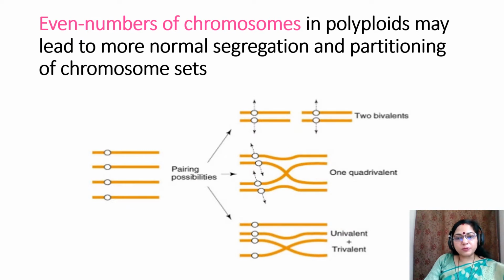An even number of chromosomes in a polyploid may lead to normal segregation and partitioning of the chromosome set. For example, here you can see a 4-chromosome set, or tetraploid, and we can get 2 bivalents. Another pairing possibility is 1 quadrivalent, and we can also get 1 univalent or trivalent.